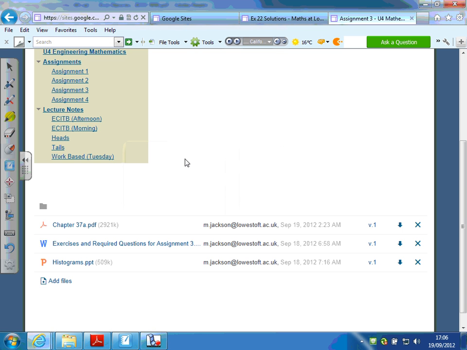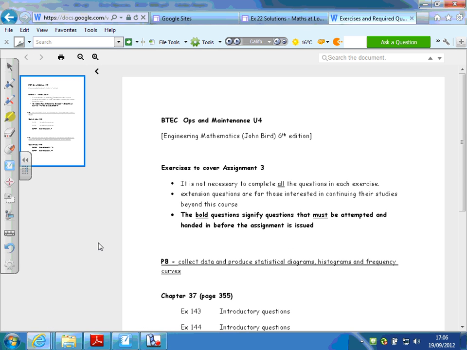So let's have a look at these required questions off the website. That's this here. This is what you're looking at. The front part of this, the first part of this, is generic to all of these exercise lists. You're going to get 4 of them, 4 assignments, 4 exercise lists. And the front is the same.